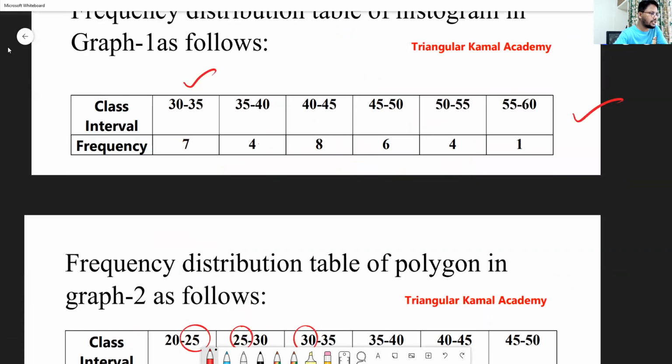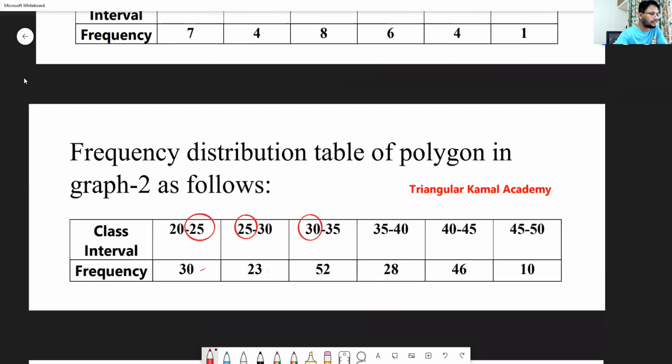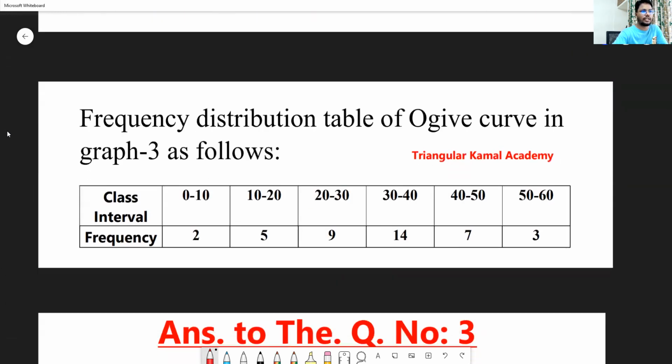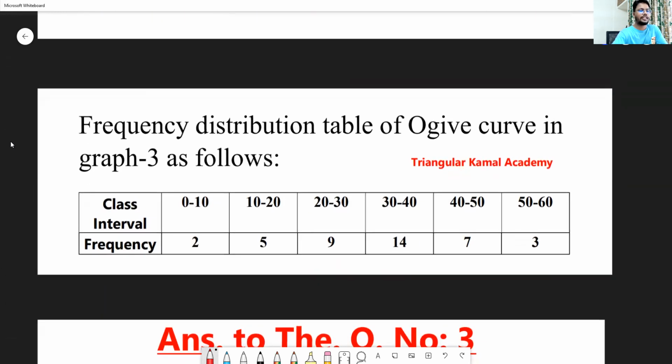Okay, now see the next one, number 3. Number 2 is already done. Okay, this is number 3. Here you can take a screenshot. So now the frequency distribution table of the ogive curve in graph 3 is as follows. So now 0 to 10, 10 to 20, 20 to 30.